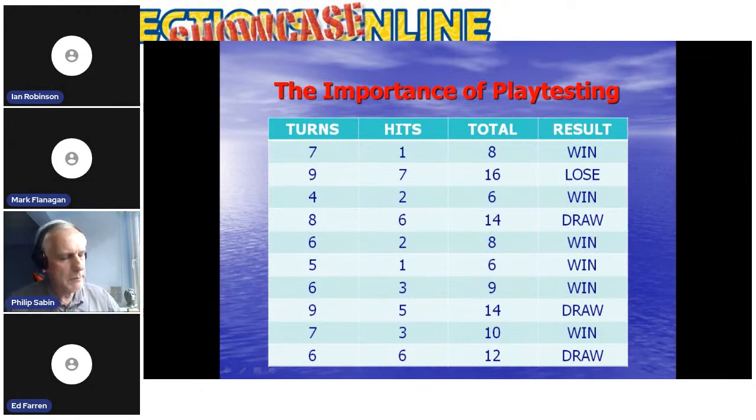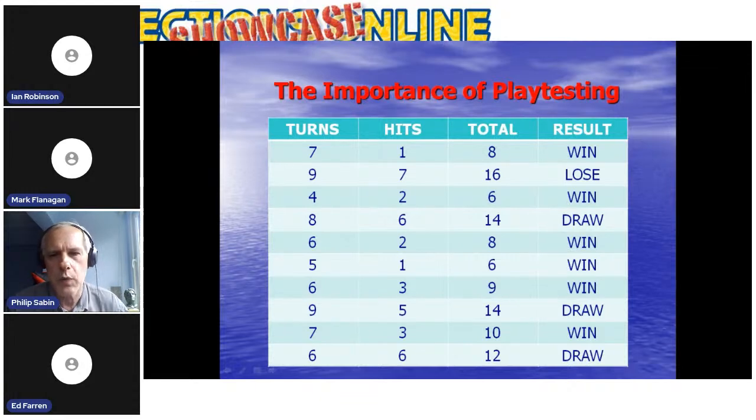It's very important to playtest, of course. One of the key lessons of any kind of game design is to playtest. Just the other day, I playtested my original version of Take That Hill 10 times, as you can see there. And you can see tabulated the number of turns it took me to take the hill and the number of hits I took in the process and the total that I achieved.